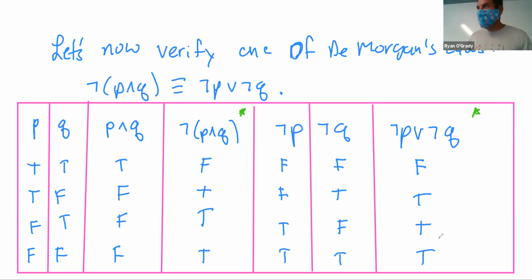And just as we had hoped, look at the starred columns. They are the same. We are done. We verified De Morgan's law, one of them at least. Now the other one, which you can do for yourself, is almost identical. It really is.